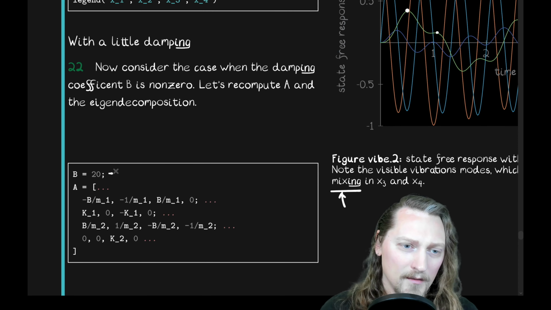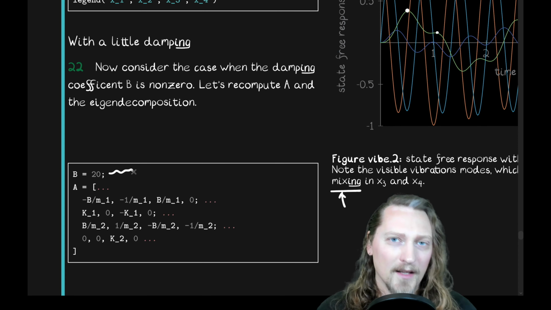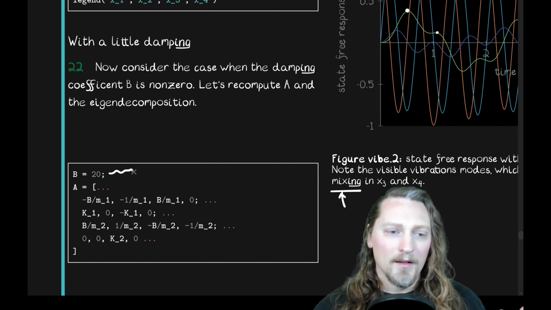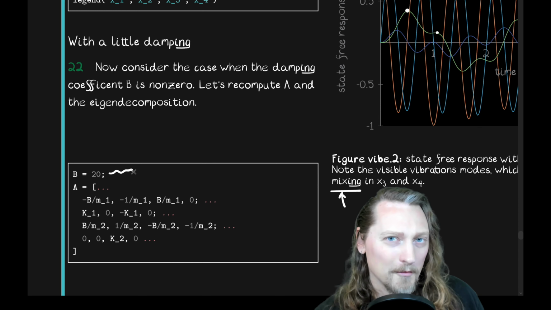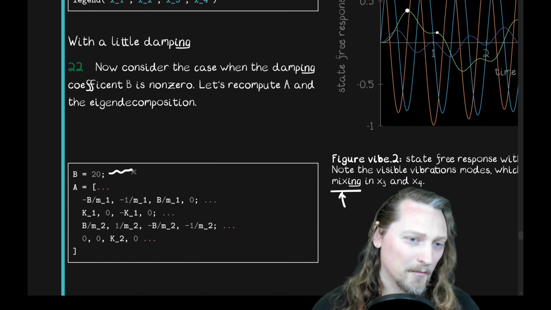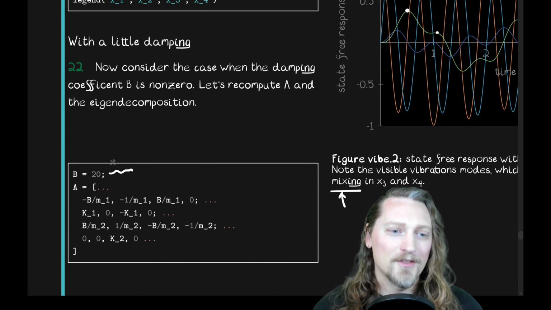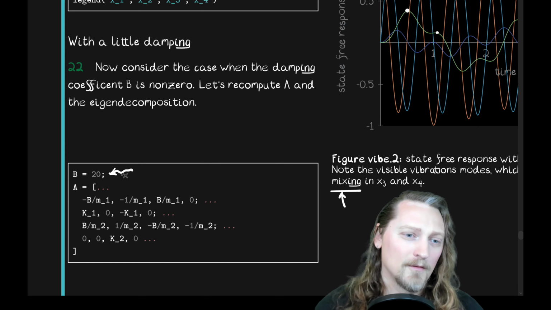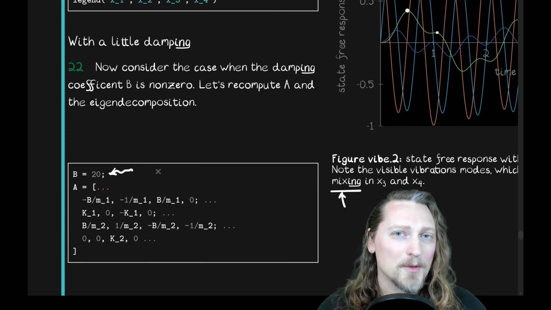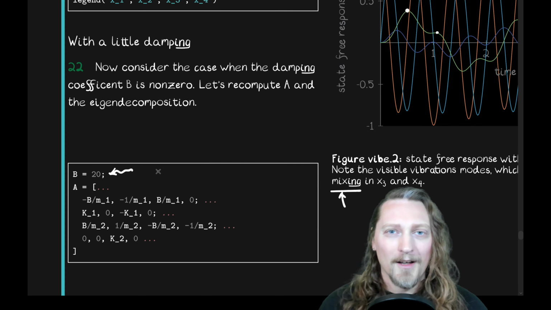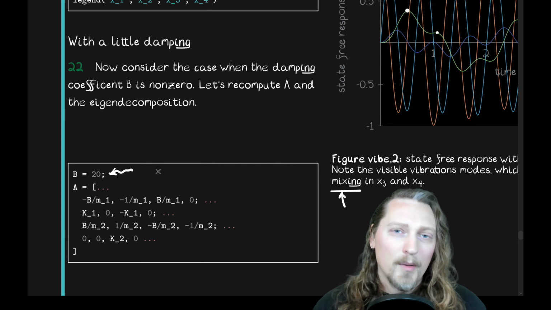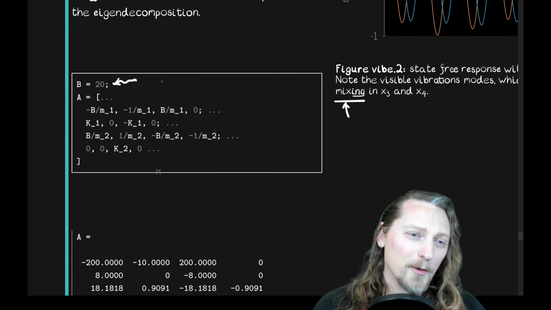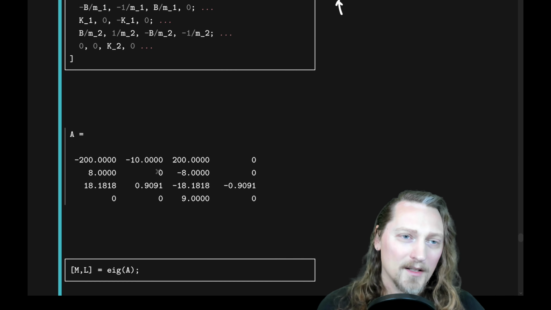With a little damping, we change B. Again, that's the damping coefficient, not the damping ratio, not the B matrix of the state space variety, just the damping coefficient. So we recompute A. This isn't the most elegant way of doing a programming problem, but it's very explicit so you can see what's going on. So that's the way we're going to do it. We'll recompute the A matrix.